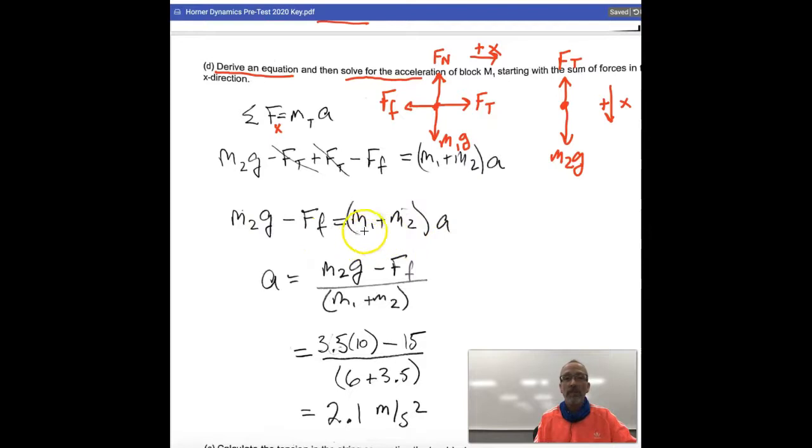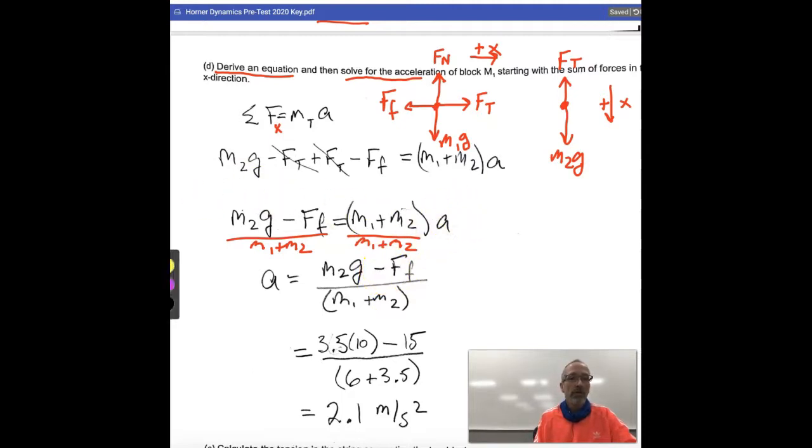Now I'm going to divide both sides by m1 plus m2. And please notice the m2, you cannot cross it off. You have an addition sign here. You've got something separating the two. If you were multiplying the two, you still couldn't because you'd have the subtraction sign up here. But I did solve it for a.